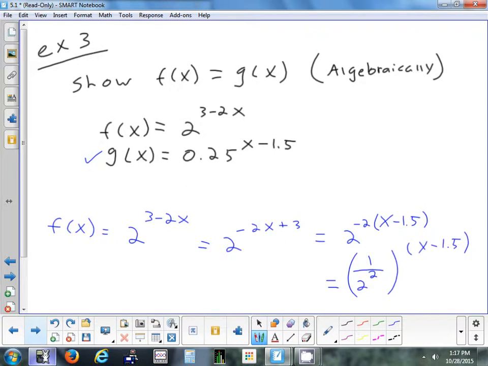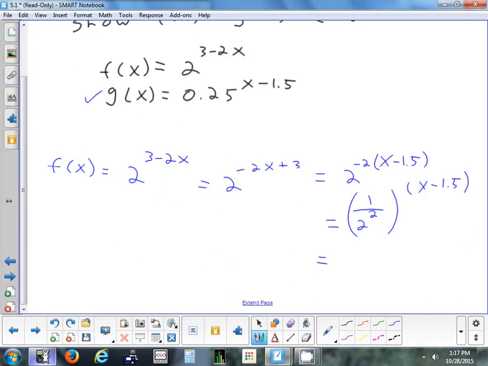And DJ, what's 2 squared? 4. And 1/4 is the same as 0.25. Okay, so we showed that they are the same.